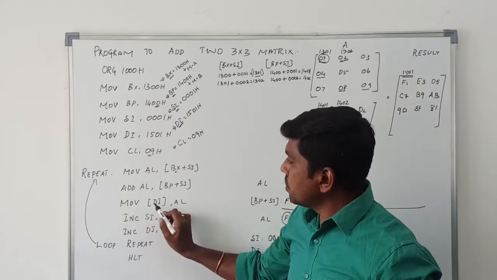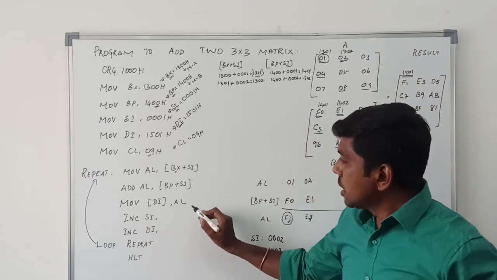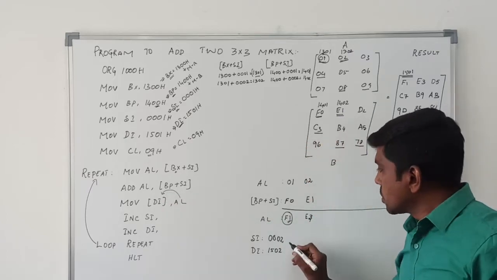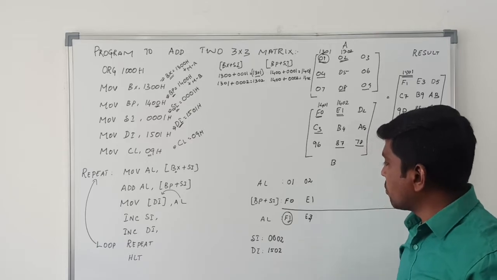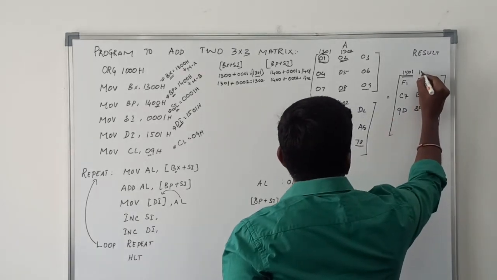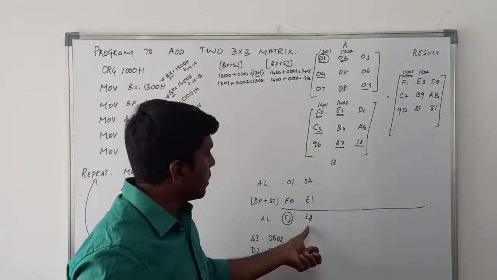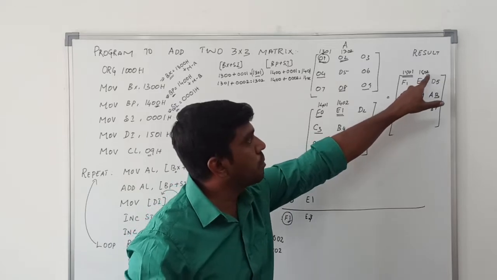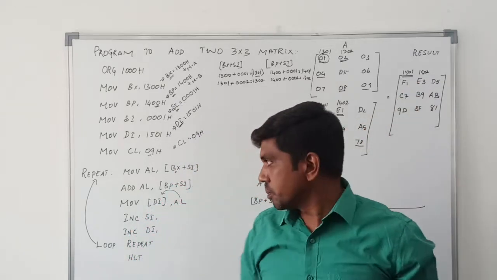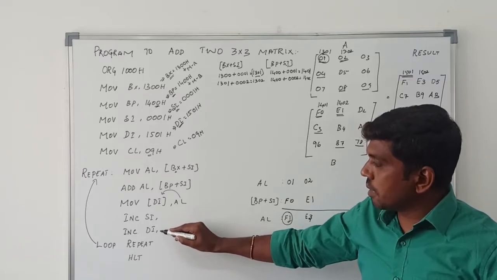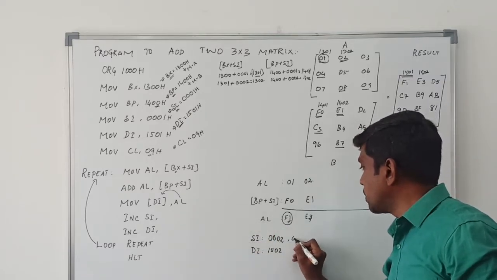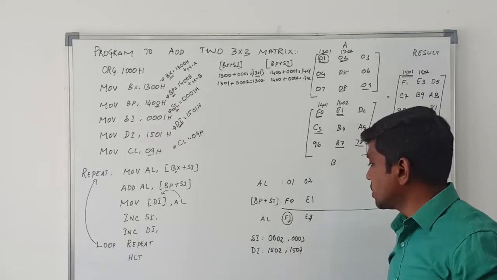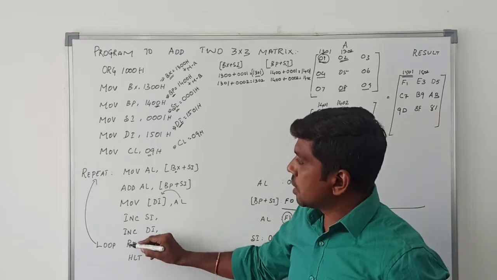The next instruction, MOV [DI], AL. So whatever value is present in the AL register, that content is stored in DI. So now the DI memory location is 1502. In this memory location, the accumulator data is stored. So after execution of this instruction, the E3 value is stored in the memory location 1502. Then again increment the SI value and DI value. Now SI value is 0003, DI value is 1503. Then repeat the loop.